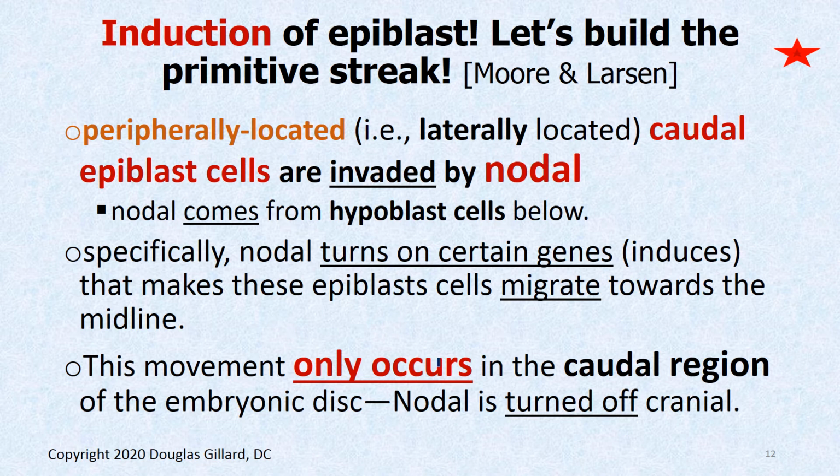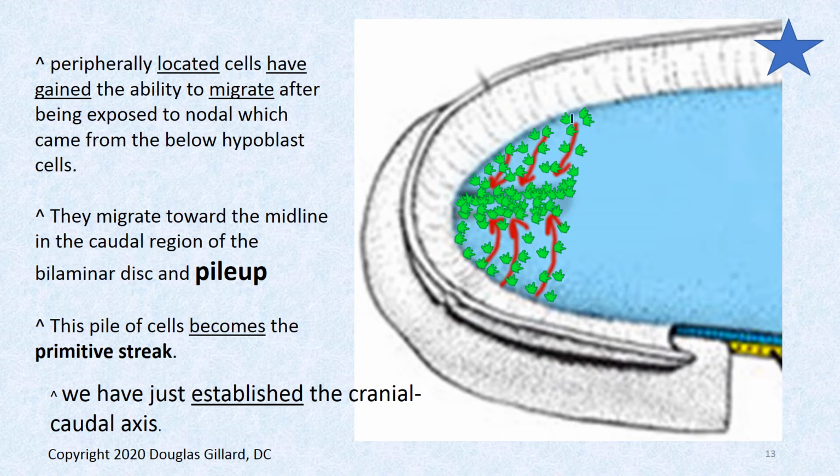Okay, and this only occurs in the caudal region. Remember, nodal's turned off in the cranial region. So, oh, here we go. I forgot I made this. So all the cells along the edge here, they wake up and they start migrating to the midline. This would be the midline of the bilaminar disc. And they start piling up right here into a pile of cells, and that's going to be our primitive streak.